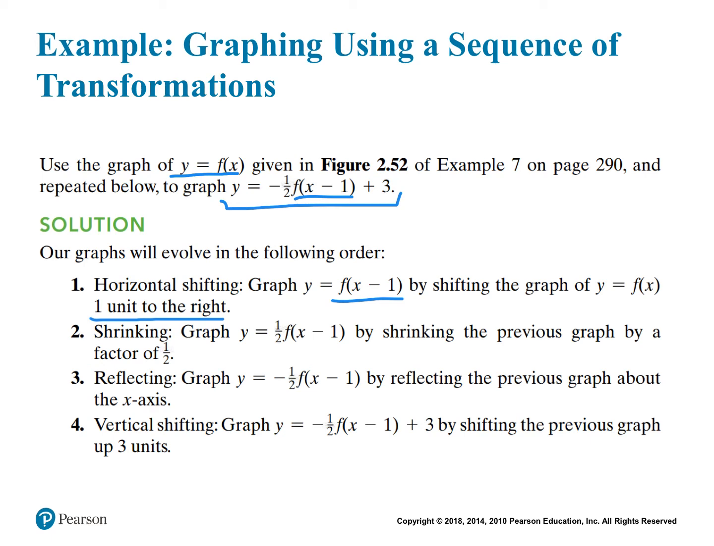And then this 1/2 out front, we're going to ignore the negative for now and just look at the 1/2. The 1/2 shrinks it because you're multiplying by 1/2. Now that negative is going to make it flip.